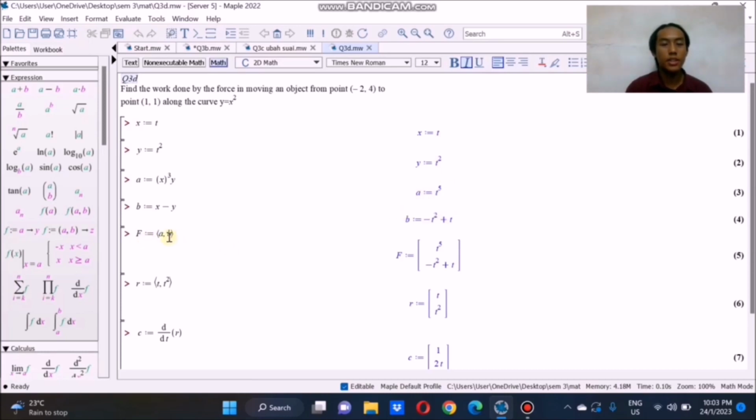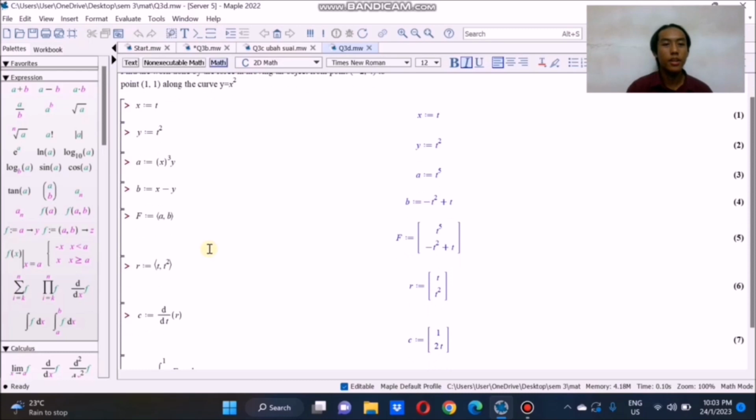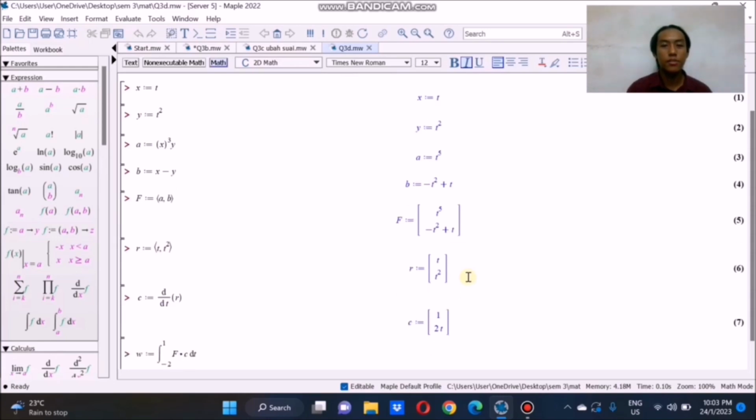And F is A, B. R is t, t power of 2. Here it will be declared here. The blue is the answer, and I declare C as the differential of R, which is here. The differential of t will be 1, and the differential of t power of 2 will be 2t.